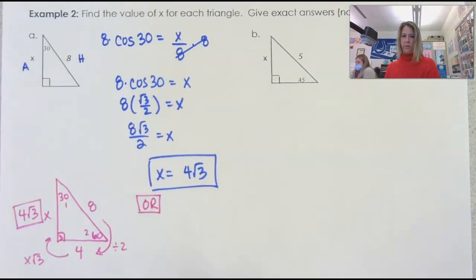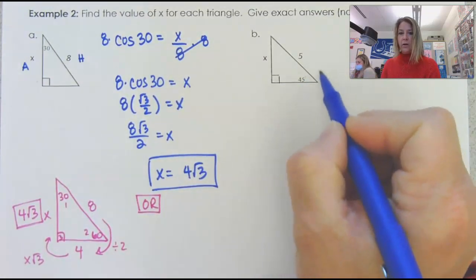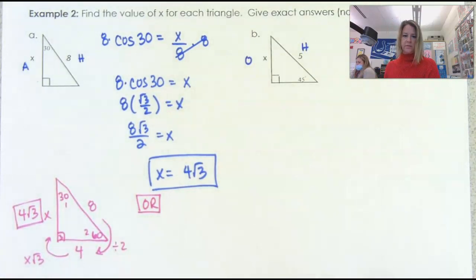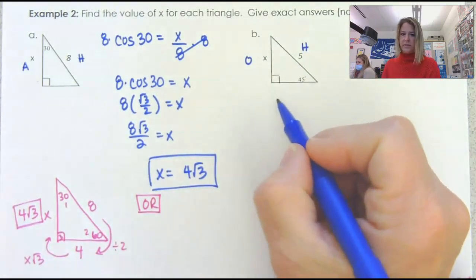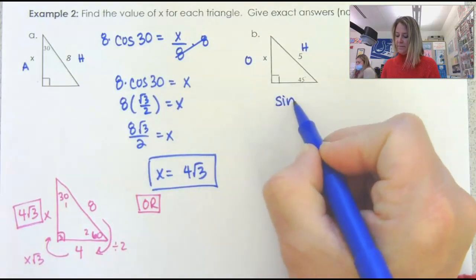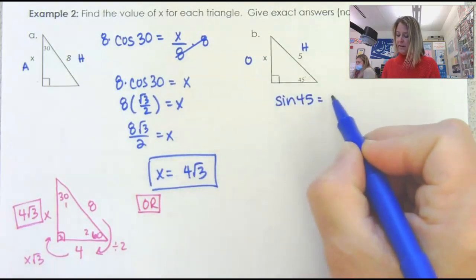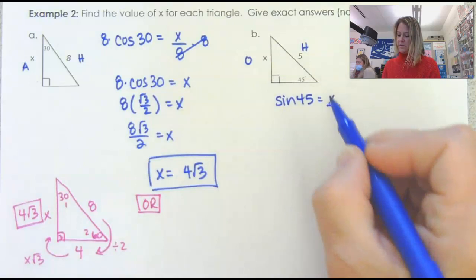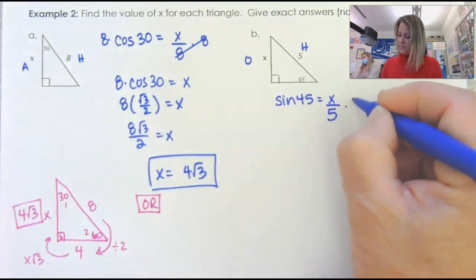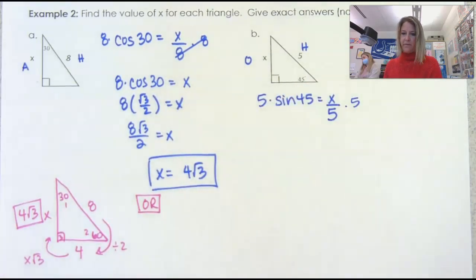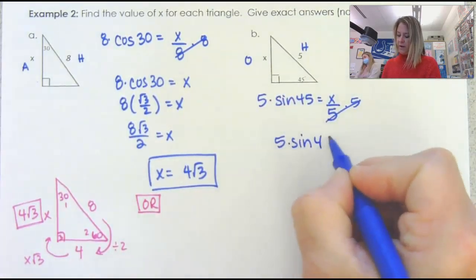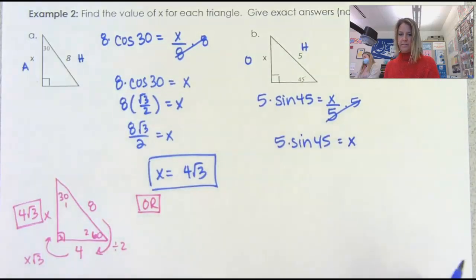All right, let's try one with a 45. Here's the angle we're looking at. This is the opposite side. This is the hypotenuse. Sine uses opposite and hypotenuse. So I'm going to do the sine of 45 equals the opposite side, which is x, over the hypotenuse, which is 5. Solving for x, so I'm going to multiply both sides by 5. I've got 5 times sine 45 is equal to x.